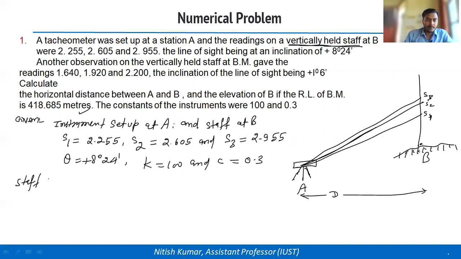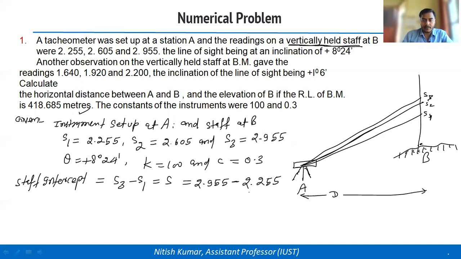So the staff intercept, that is S3 minus H1, we denote by S, 2.955 minus 2.255. What are you getting? 0.7. Right. Now we can apply the formula.